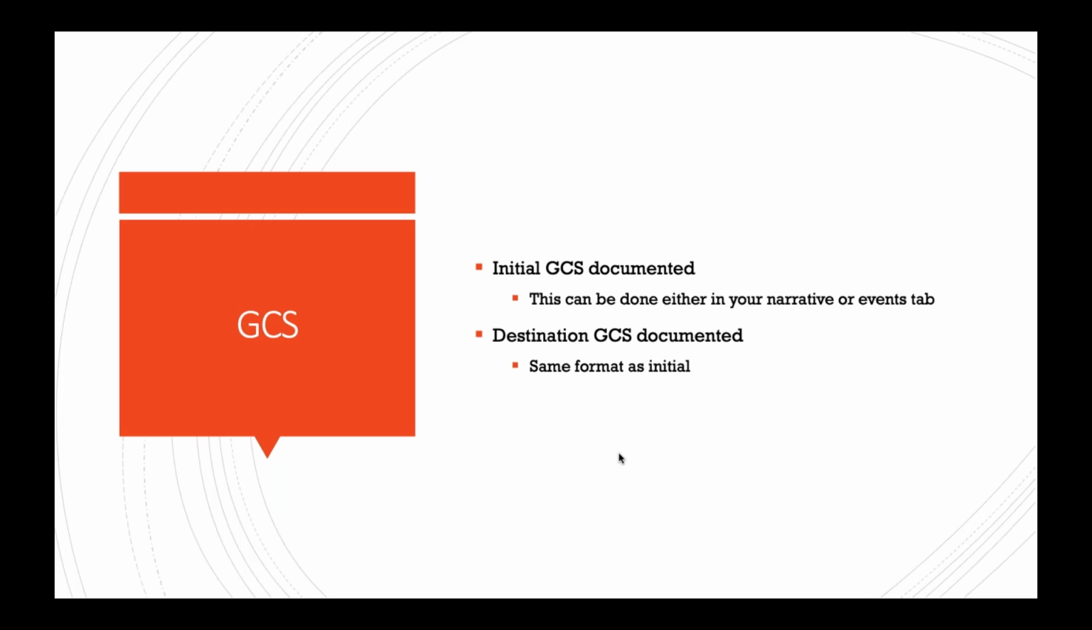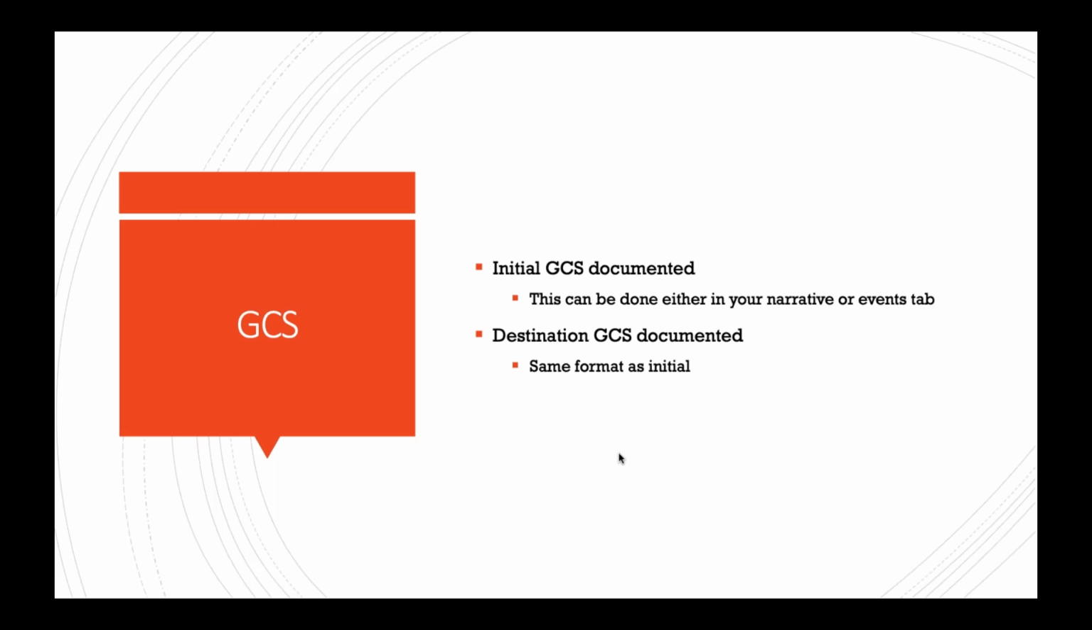GCS: after looking through some reports last month, we don't do that great of a job of documenting our GCSs. There's a couple of ways you can do this, but with trauma, they're going to be looking for the initial GCS on scene of your patient, the full breakdown and the numerical number. This can either be done in your narrative or in the events tab, where you can just plug in a GCS along with your vitals.